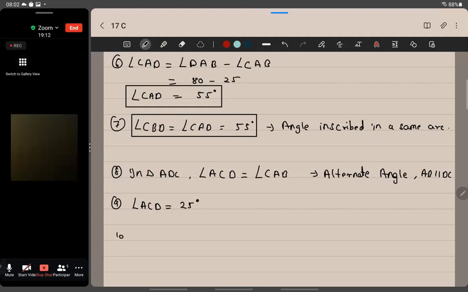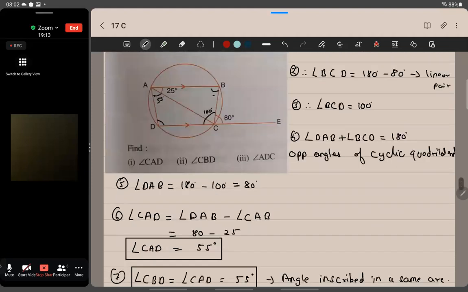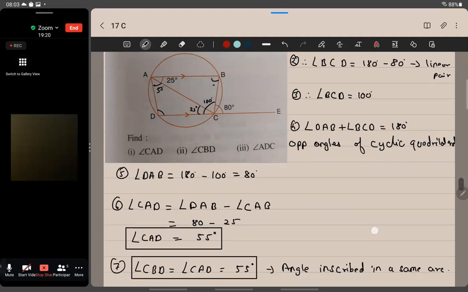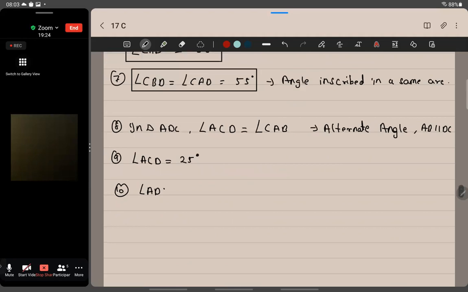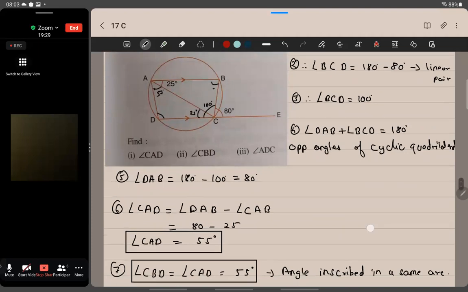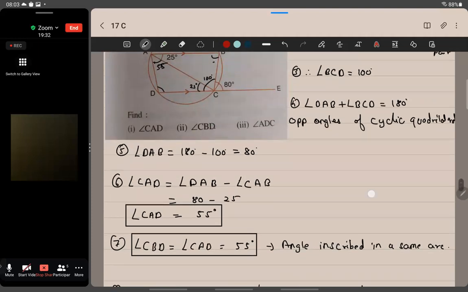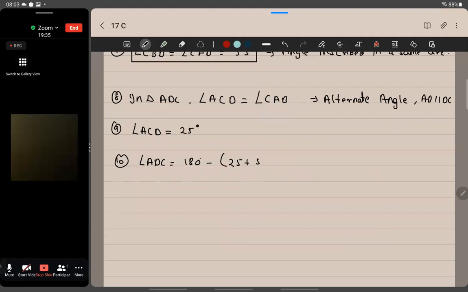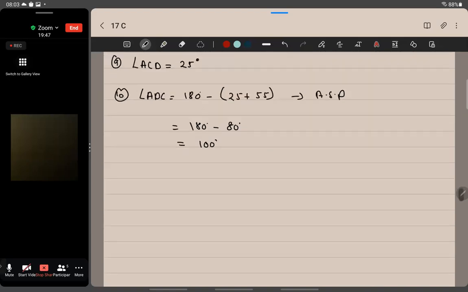10th point, if this angle is 25, so I can find ADC by using the triangle property. Angle ADC will be 180 degrees minus 25 plus 55. This is 55 here. Angle sum property. So that is equal to 180 degrees minus 80, that is equal to 100 degrees. Okay, so angle ADC is 100 degrees. That's it.